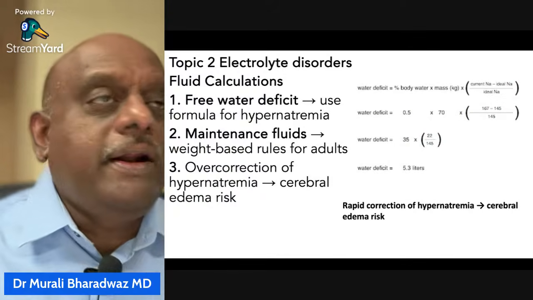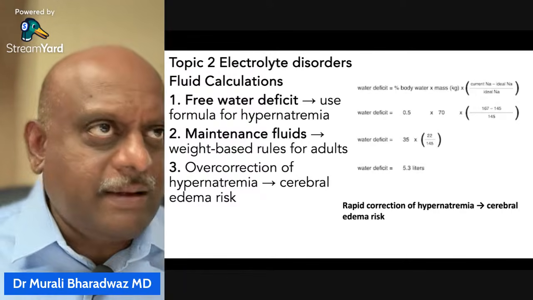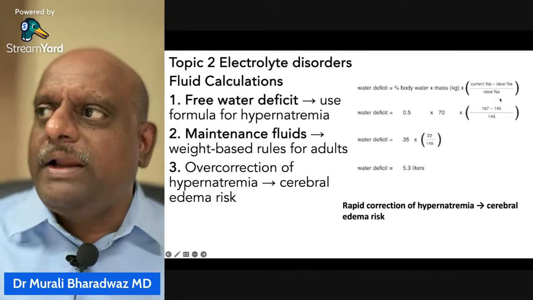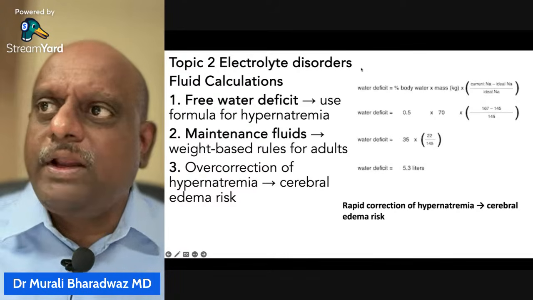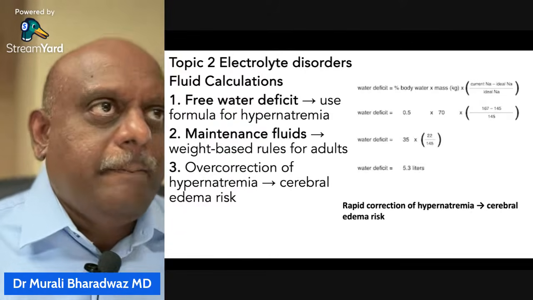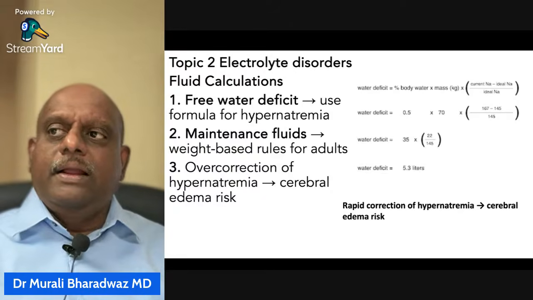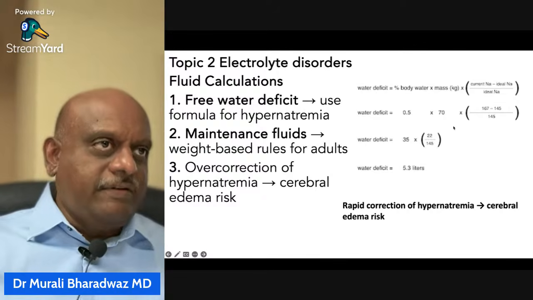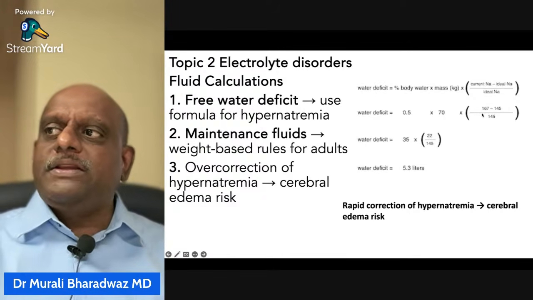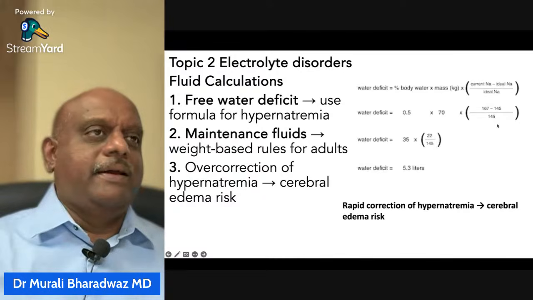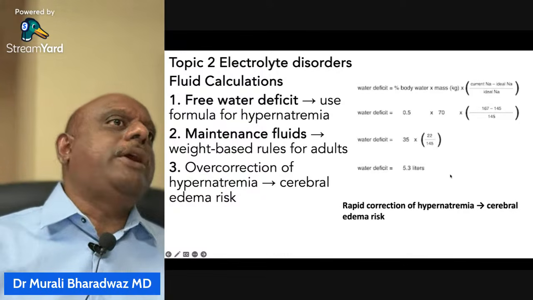Then free water deficit is a favorite question of the examiner. Percentage of the body water into mass into current sodium minus ideal sodium by ideal sodium will give you the water deficit. What is water deficit? Percentage body water. Normally, it is 50%. Right? Into mass, let us say 70 kgs. Let us say the person is having hypernatremia, 167. Normal value is 145, upper limit, divided by 145. That gives a water deficit of 5.3 liters.